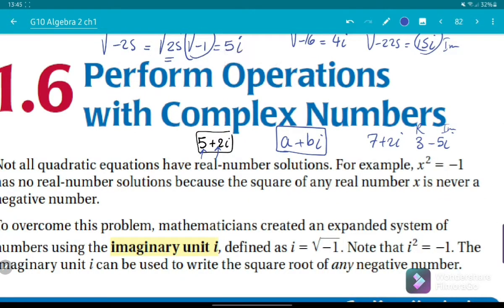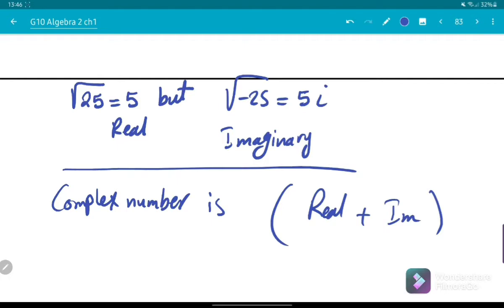How to perform operations on complex numbers? What do you know about operations? We know multiplication, division, addition, and subtraction. Again, the square root of 25 is 5, and this is the real answer. And the square root of -25 is 5i. This is an imaginary number. When we combine the real and the imaginary parts, we will have the complex number.